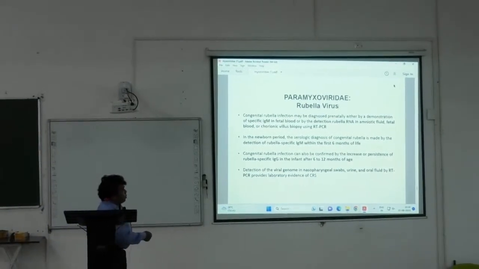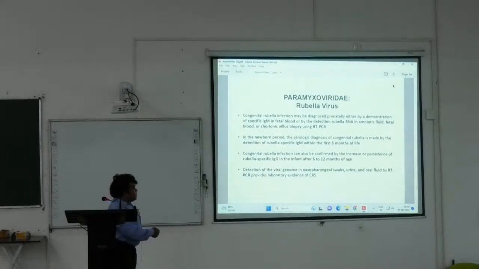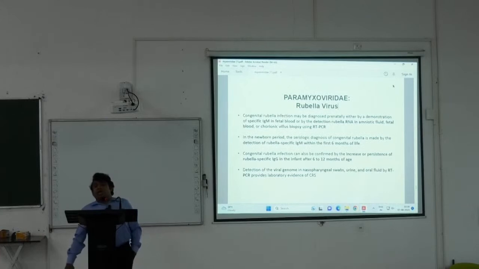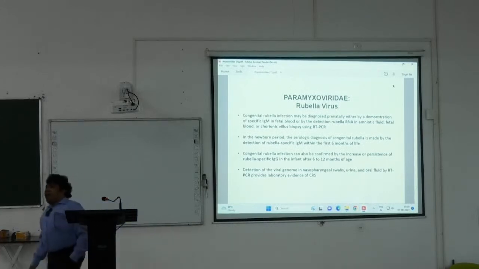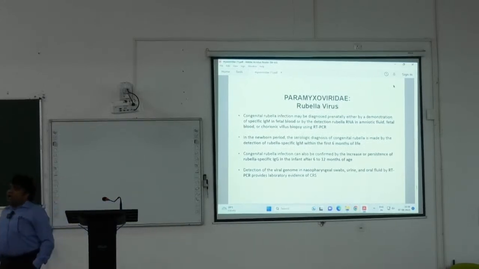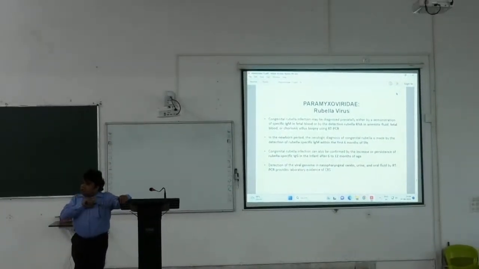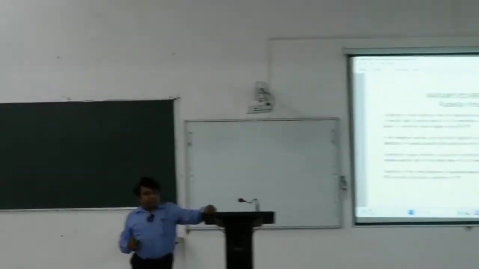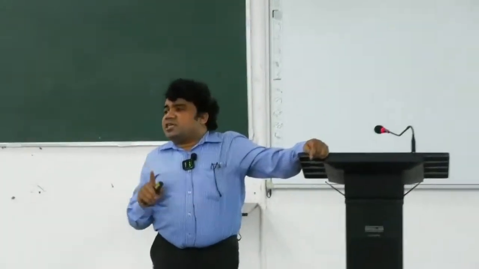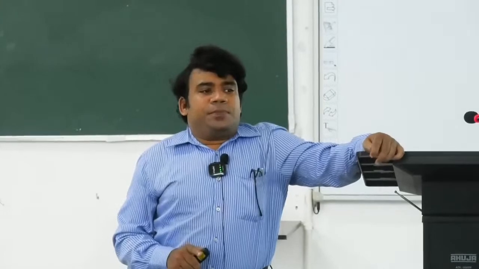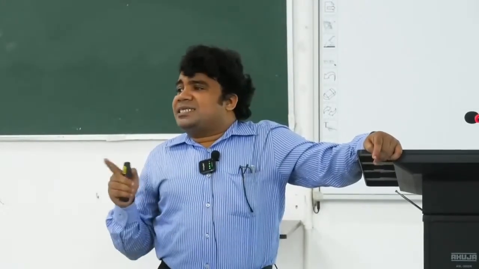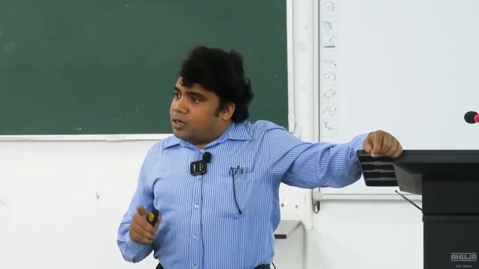If the child is born, after that we can test for rubella-specific IgM within the first 6 months. Remember that a child who is born has IgG from the mother, not IgM, because IgG crosses the placenta, not IgM. So if the child is acutely infected in the gestational period, the child will manifest IgM in the blood, okay, not IgG.